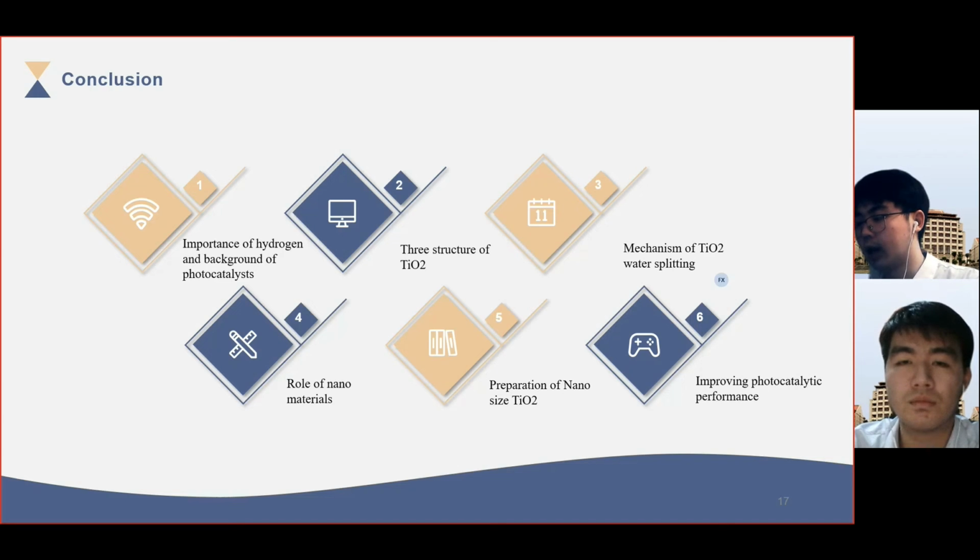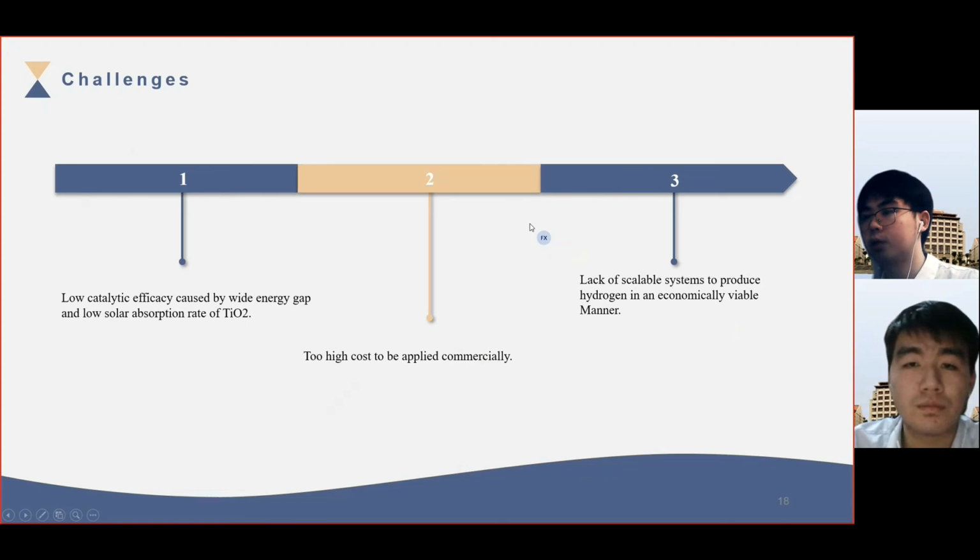And meanwhile, due to the low photocatalytic efficiency, improving methods involving ion doping, composite semiconductors and dye sensitization are introduced to improve the photocatalytic performance. And here are mainly three challenges. Firstly, the low catalytic efficiency caused by the wide energy gap and the low solar absorption rate of titanium dioxide. Secondly, the high cost of production for commercial application. And thirdly, the lack of a scalable system to produce hydrogen in an economically viable manner.